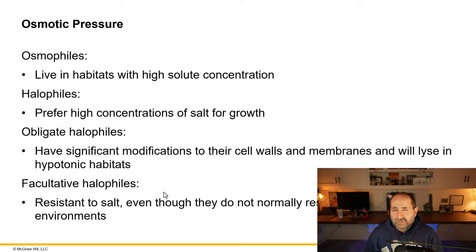Staphylococcus aureus, Staphylococcus epidermidis. These are bacterium that are halophiles, facultative halophiles, and they prefer to grow on the skin. Other bacteria may not be resistant to the salt levels present on the skin. And so this is why skin infections tend to be caused by staph or another salt-tolerant microorganism.